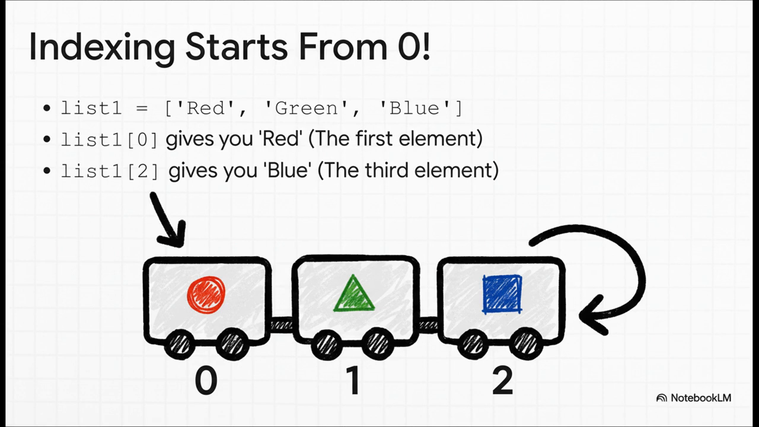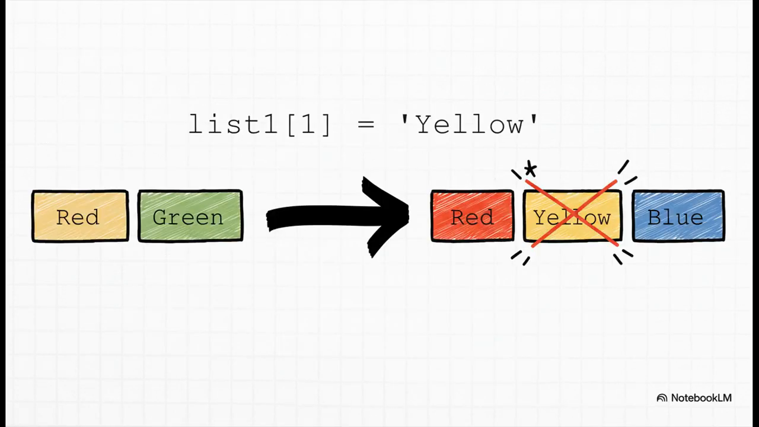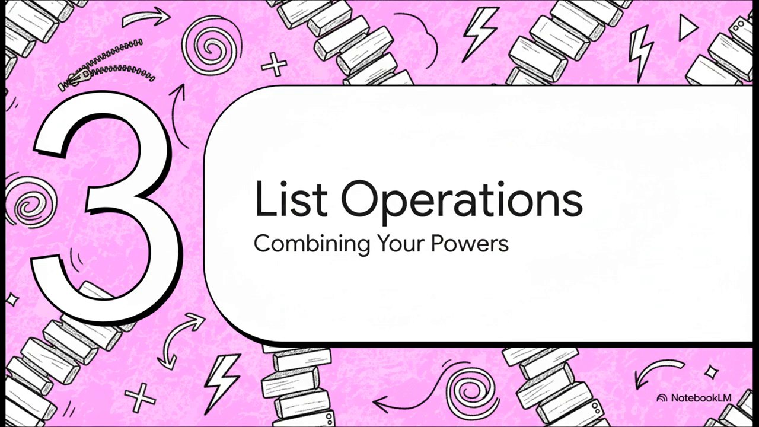How simple is that? And remember, we said lists are mutable, they are changeable. Well, this is what we mean. If you want to change green to yellow, you just go to its address, that's index 1, and you assign the new value. So list1[1] = yellow. And that's it. The list is updated. Easy peasy. Now that we know the basics, let's look at some really fun operations you can do with lists.